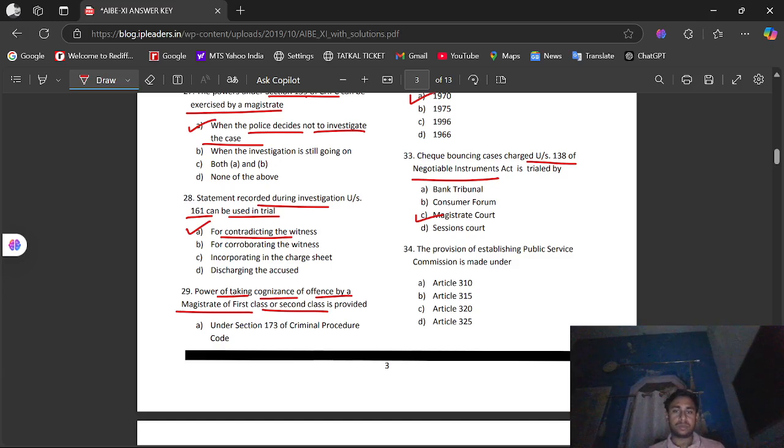Question number 34. The provision of establishing Public Service Commission is made under option A, Article 310, option B, Article 315, option C, Article 320, option D, Article 325. The right option is option B, which is Article 315. So the provision of establishing Public Service Commission is made under Article 315.